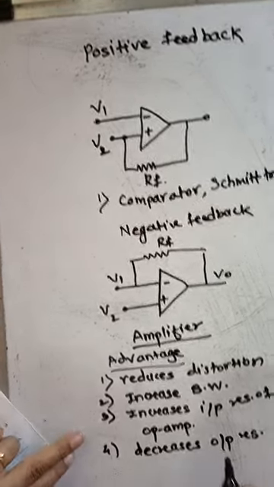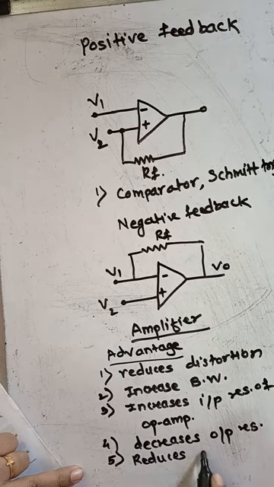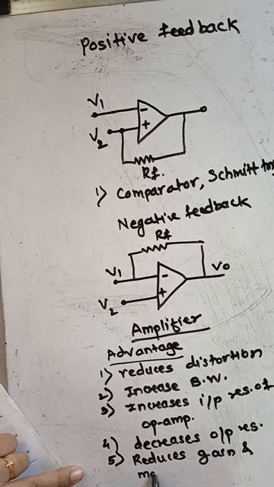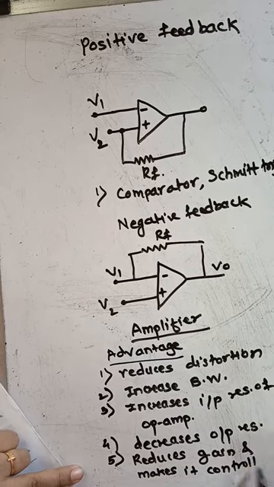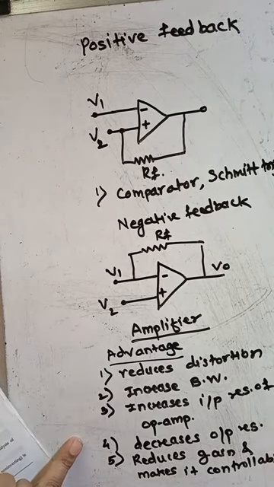It decreases the output resistance of op-amp, and it reduces the gain and makes it controllable. So these are the different advantages of negative feedback.